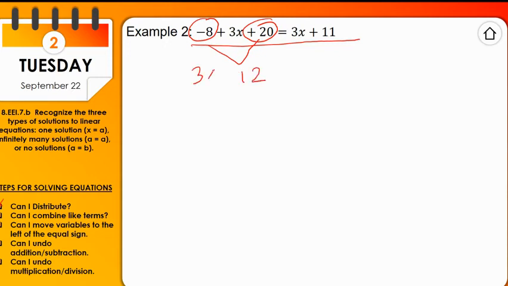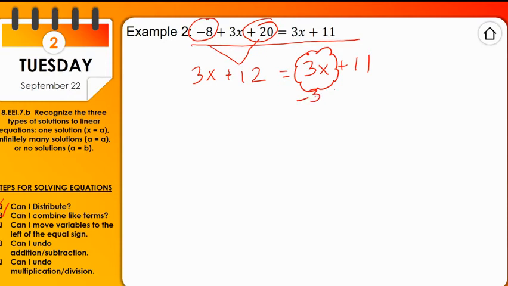I bring down my 3x. Bring down everything else. And again, as you're solving these problems on your own, follow the steps that you're seeing in the video. So I was able to combine like terms. Now it says, can I move variables to the left of the equal sign? So again, I'm looking at my variable terms. Here, 3x is my variable term. I want to move it to the left by applying the inverse operation.